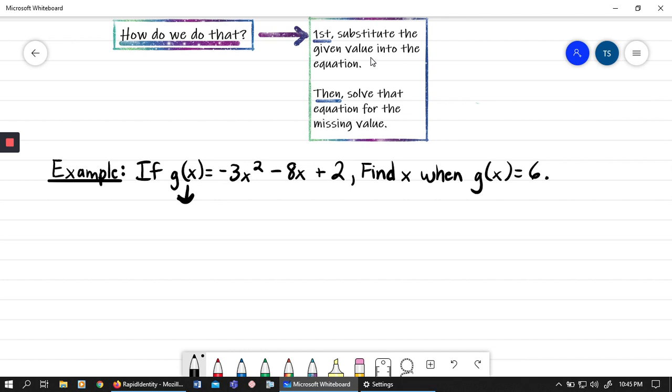So instead of us rewriting this and still having g of x written there, they've told us that g of x equals 6. So what are we going to put in place of g of x? I'm glad you guys know, right? 6. There we go. So we got 6 equals negative 3x squared minus 8x plus 2.